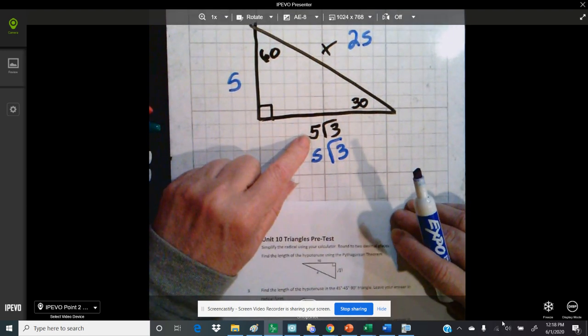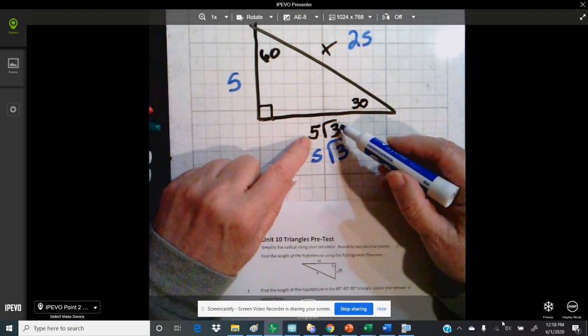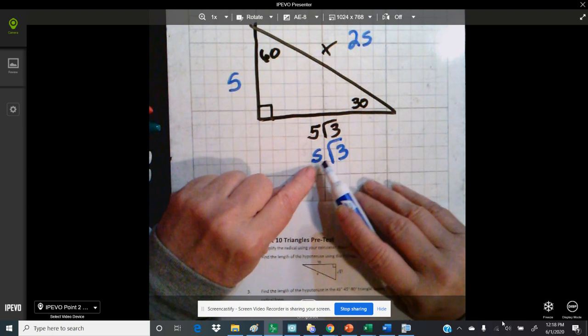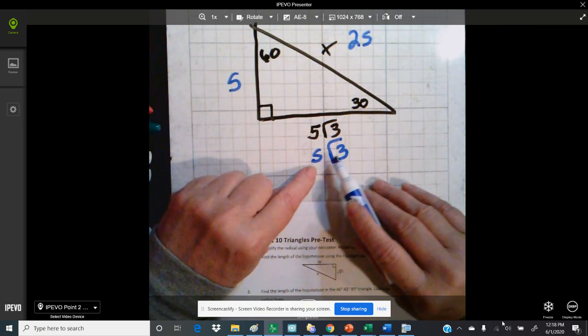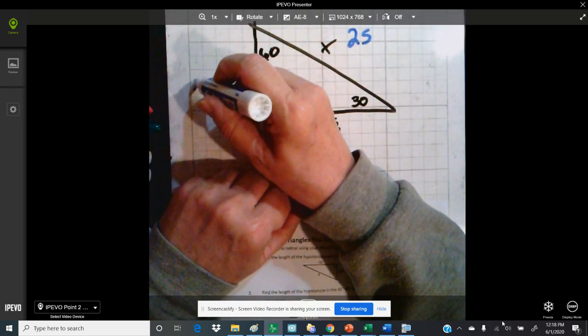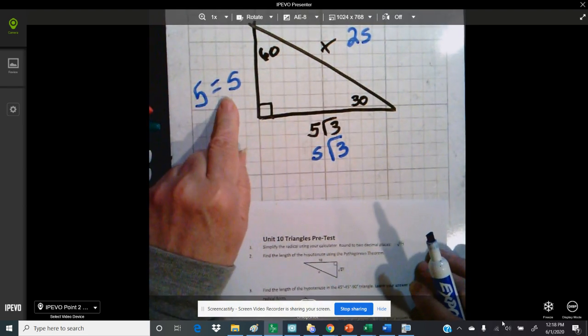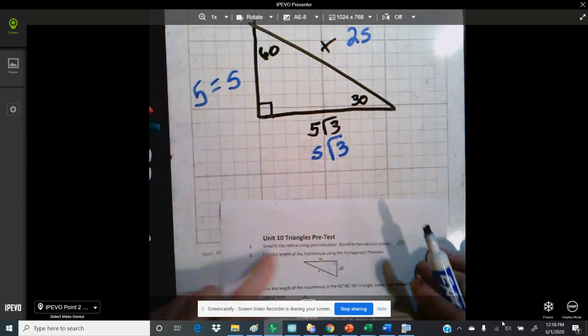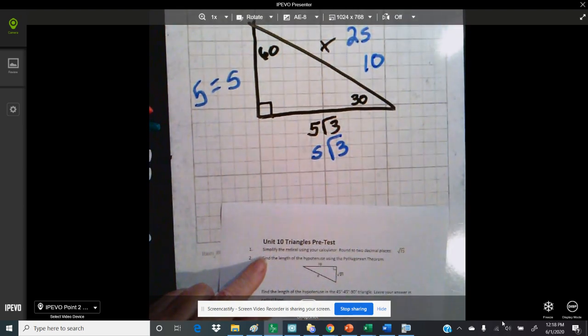So if I look at this, I know this is 5 times the square root of 3, which means this would really be the short side times the square root of 3. So that means I know the short side has to be 5. Well, if the short side is 5, this is 2 times the short side, so I know that has to be 10.